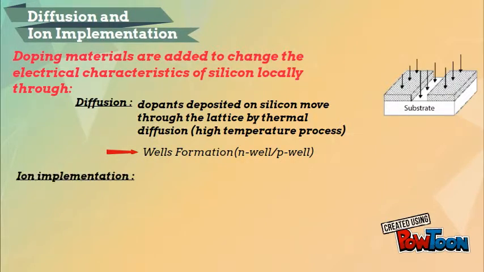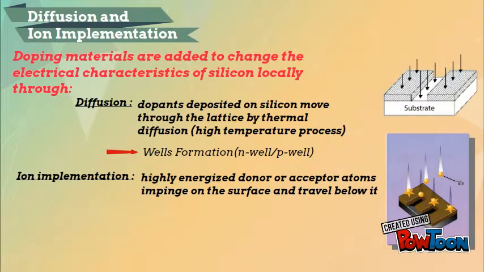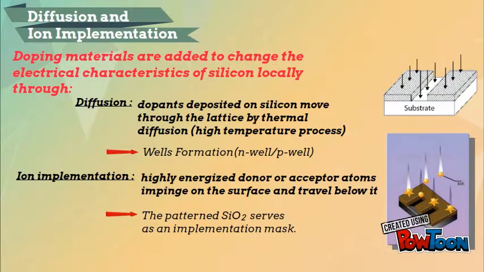Ion implantation. Highly energized donor or acceptor atoms impinge on the surface and travel below it. Ion implantation uses this too. The patterned silicon dioxide serves as an implantation mask. And, source and drain regions.